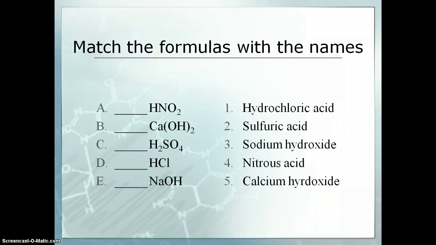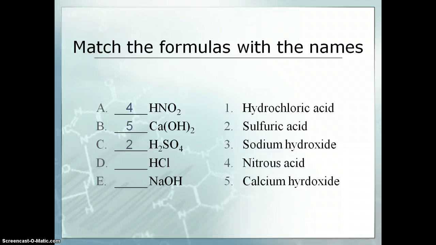So let's match these formulas with the names. HNO2 is nitrous acid, right? It has an N in it, which is nitrogen, and it starts with an H, so it's going to be an acid. Ca(OH)2. Okay? It has the OH, so we know it's going to be a base, so that's going to end in hydroxide. And Ca is the symbol for calcium, so it's going to be calcium hydroxide. We have H2SO4. It starts with an H, so we know it's an acid, so we're looking for a word that ends in acid. It has an S in it, which is the symbol for sulfur, so it's going to be sulfuric acid.